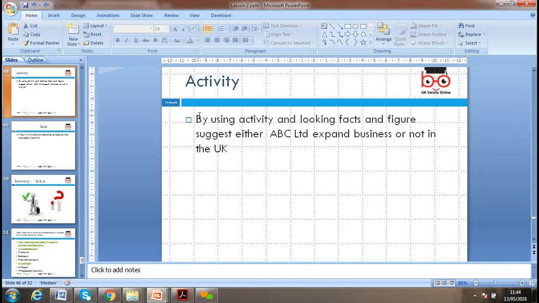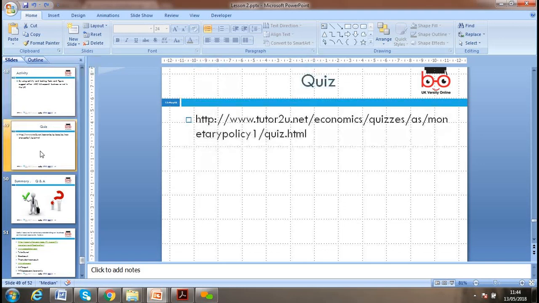So please look at this document. All the ABC Limited material, I put it there. LO2 is this activity. You can use some facts and figures if you want to embed them within your assignment, you can do so as well.